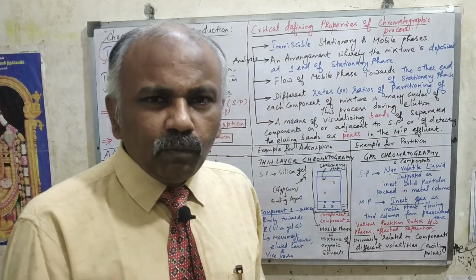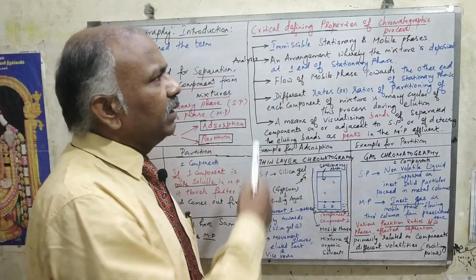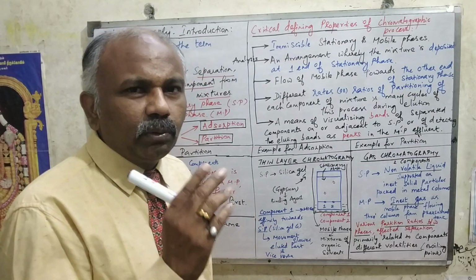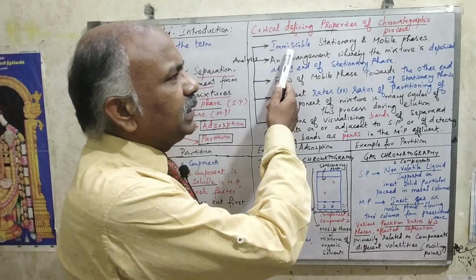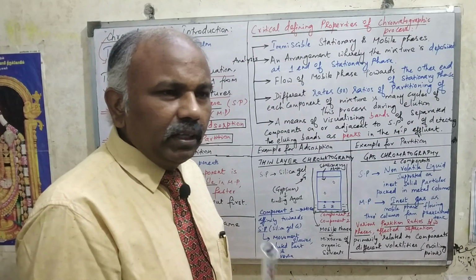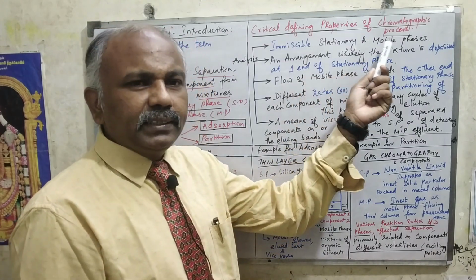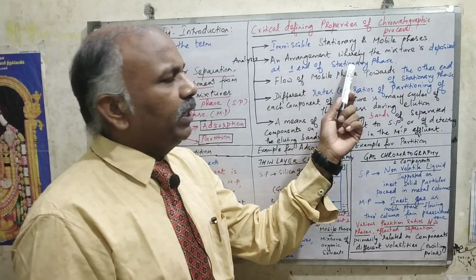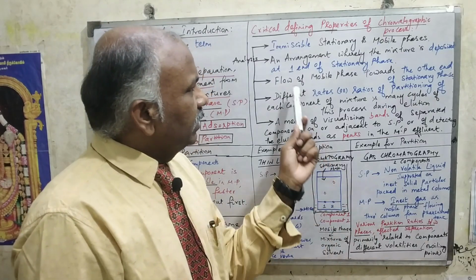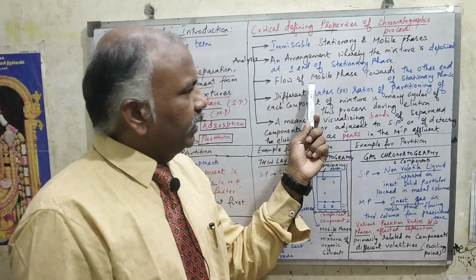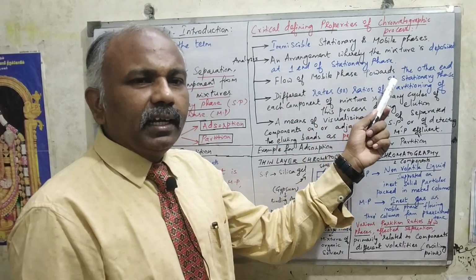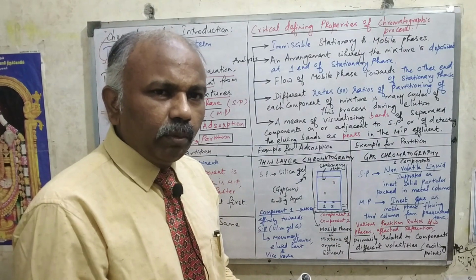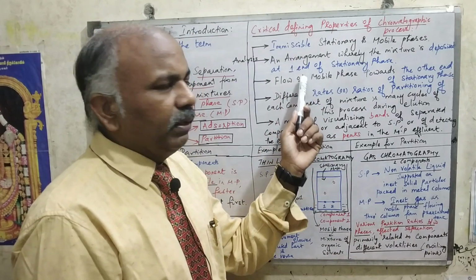Now the next important aspect we are going to discuss is the critical defining properties of the chromatographic process. What are the various critical defining properties needed to carry out the chromatographic process? The first important criterion is an immiscible stationary phase and mobile phase. The second is an arrangement whereby the mixture is deposited at one end of the stationary phase, right? The third is the flow of the mobile phase towards the other end of the stationary phase. As I told already, the stationary phase and mobile phase are very important in any chromatographic technique.